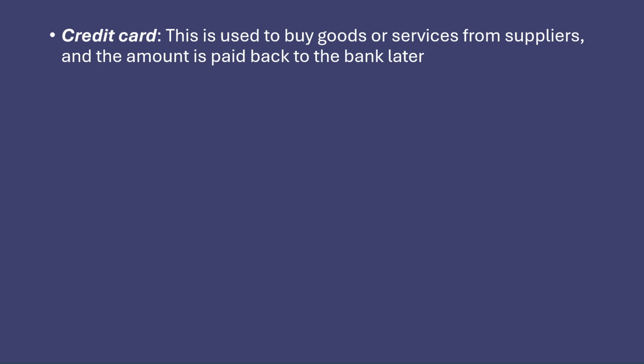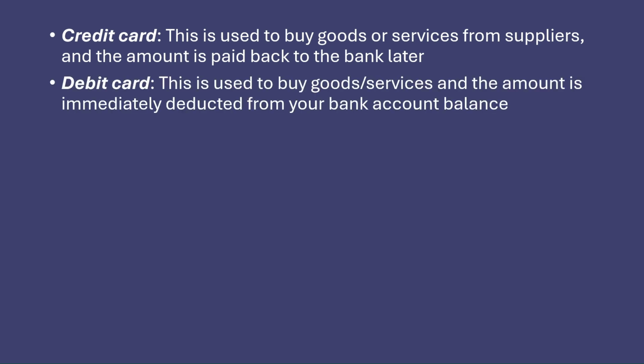Then now we have a credit card. A credit card is used to buy goods or services from suppliers, and the amount is paid back to the bank later. So a credit card is basically a card that you get, but the difference with this one is that you will use it to buy from suppliers. You'd buy stuff from suppliers with that card, but that money you're going to pay back later on to the bank. Remember that businesses sometimes do buy on credit. So when you buy on credit, you need to pay back that money. So that's basically what a credit card is. You're taking stuff now, but you're gonna pay it back later, right?